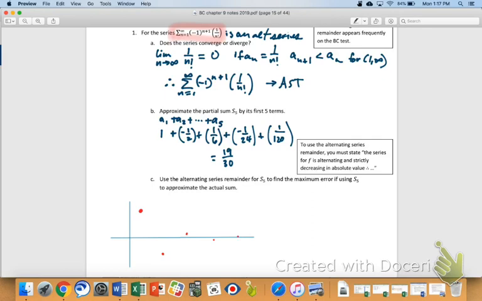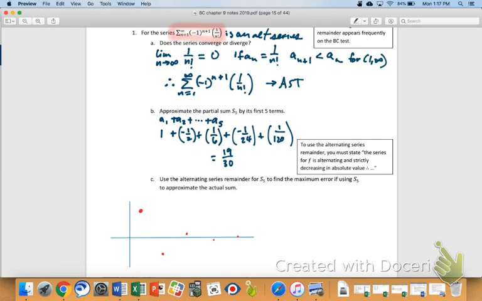There is plus 1/120th. So can you see how the graph of this series would go? It jumps back and forth across the x-axis, and what we're doing to get that 19/30ths is we just added all those little red dots, right? Okay. So the question is, how bad is 19/30ths? Is it really close to the actual sum? Is it way far off? Any ideas on what I could do or think about to answer that question?